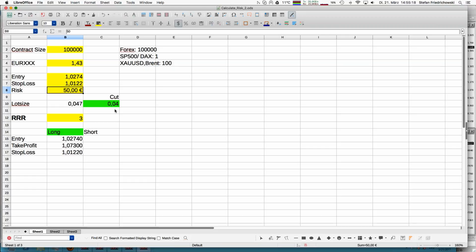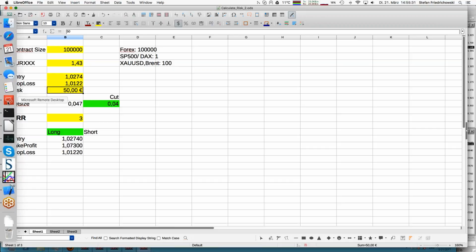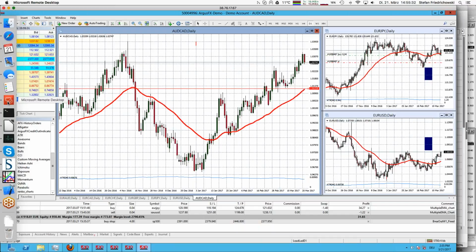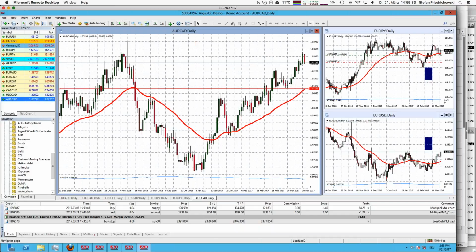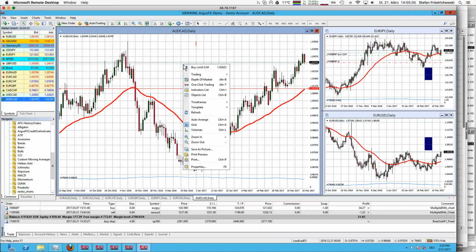Risk reward ratio 3 is good. So take profit would be 1.073. Good. Sounds like a trade. So we can place an order as well. So trading here, a new order.